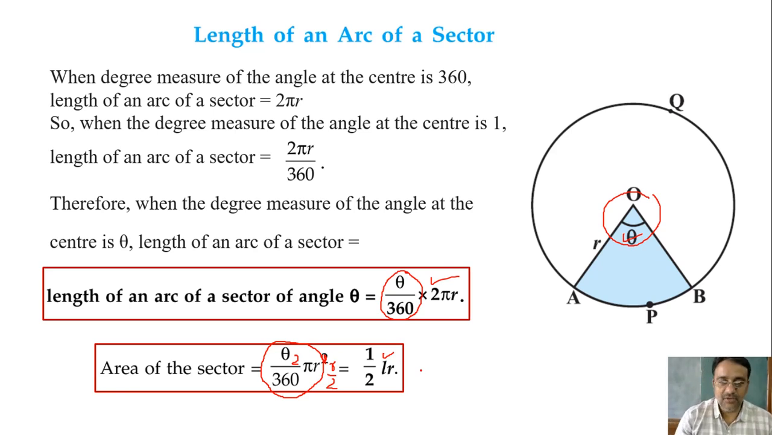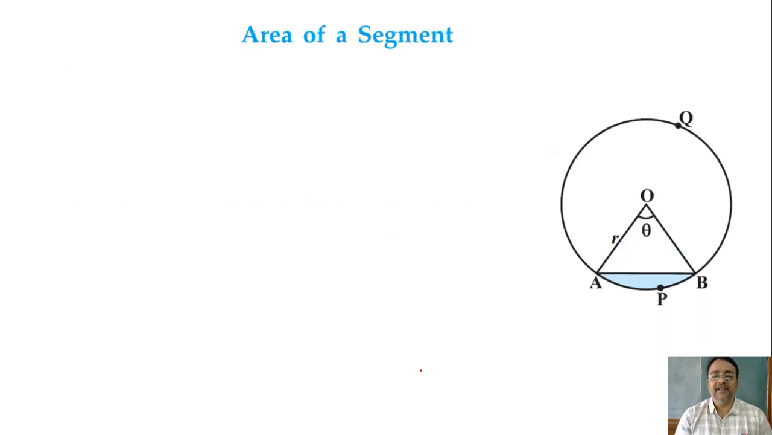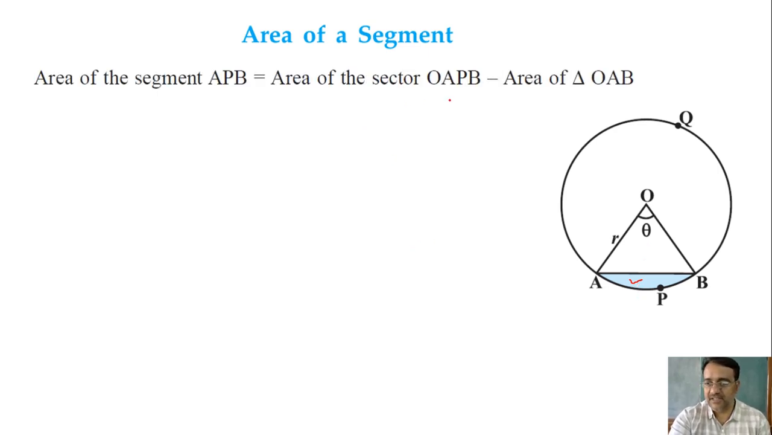Okay. So now the next formula is area of segment. How will you find this area of segment? This is the area of segment. So क्या करेंगे हम लोग, area of sector निकालेंगे, then area of triangle निकालेंगे, then we'll subtract those two to get the area of this segment. Okay, so the formula is area of sector OAPB minus area of triangle OAB, right?